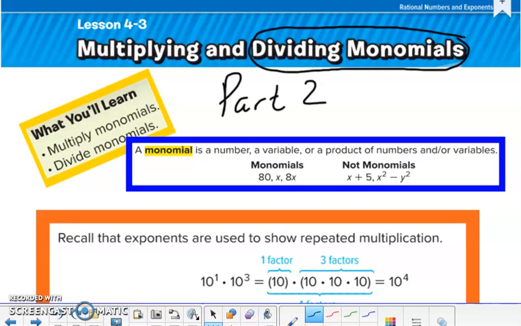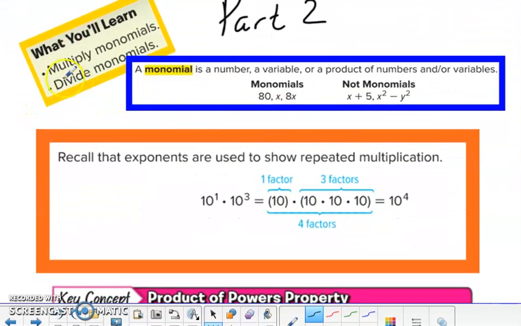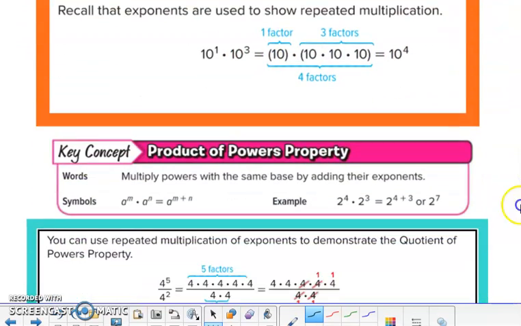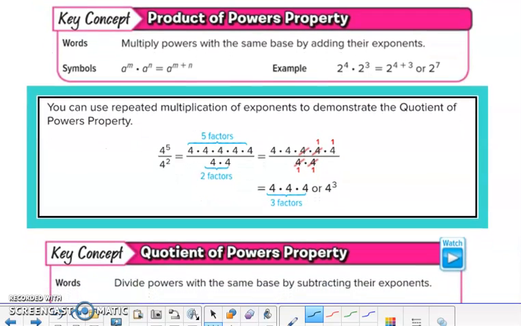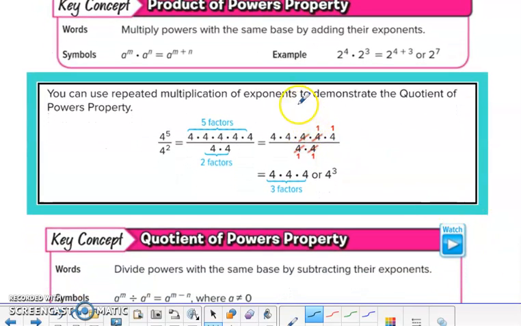Do you remember that we also talked about multiplying monomials? You would just add the exponents. And now we're going to be talking about dividing monomials. Look at this. We will expand this out to 4 times 4 times 4 times 4 times 4, and on the bottom we've got 4 squared, so it's 4 times 4.